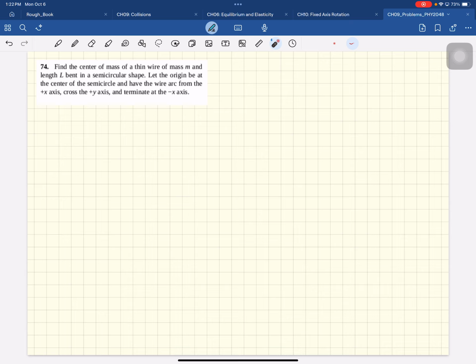We'll do one more center of mass problem. This says find the center of mass of a thin wire of mass m and length L bent in a semicircular shape. Let the origin be at the center of the semicircle and have the wire arc from the plus axis across into there.